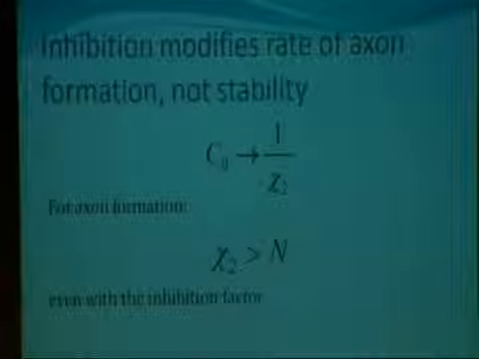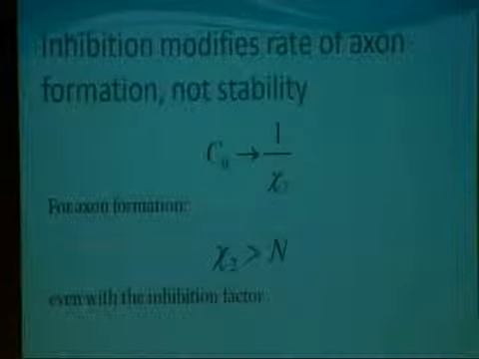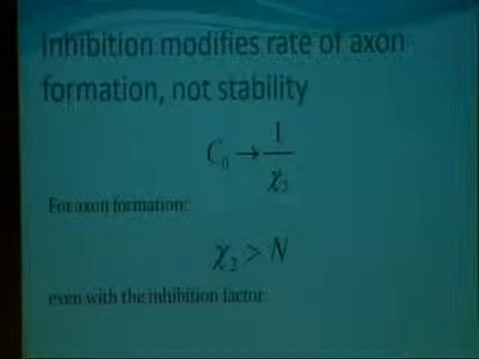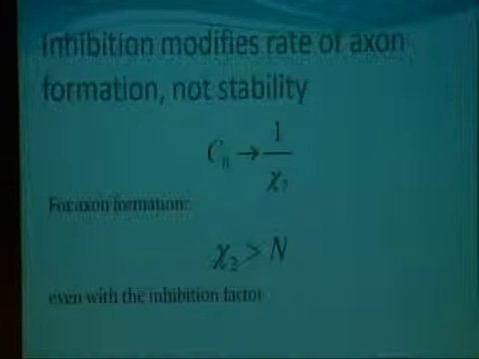Along with our numerical analysis, we also did some analytical work in which we solved the Samuels equations and solved our inhibition models analytically. We found that in the steady state approximation, when time goes to infinity and all of the factors have been held stable, this C0 term will go to 1 over chi2. And for there to be axon formation, chi2 must be greater than the number of neurites. We found that this parameter holds for both the Samuels model and for our inhibition models.